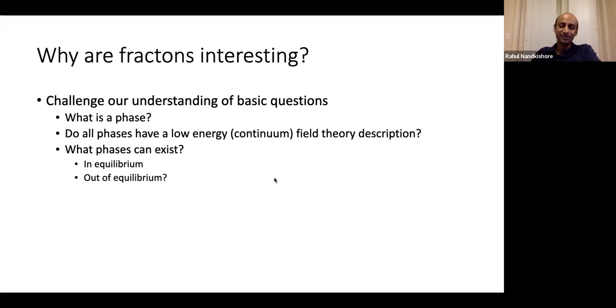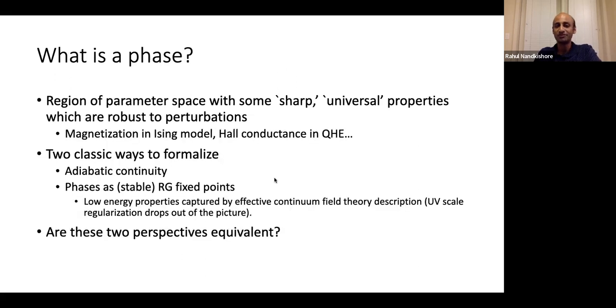I may not have time to address all of these, but fractons have provided counterexamples to a lot of things that we thought we knew, or we thought we knew the answers to most of these questions. So, for instance, what is a phase? Well, a standard definition might be that it's a region of parameter space or a region of Hamiltonian space which has some sharp universal properties which are robust to perturbations.